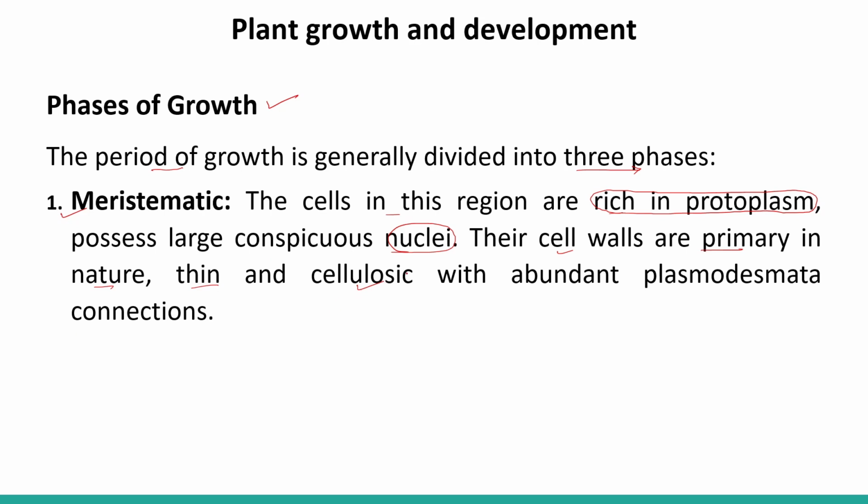They have cellulose. And what else does the cell have? They have abundant plasmodesmatal connections. Plasmodesmatal connections are also known as cytoplasmic channels. Through these channels, two cells are connected with each other. So first is the meristematic phase, which consists of cells rich in protoplasm. They have conspicuous large nuclei. Cell walls are primary, thin as well as cellulosic.